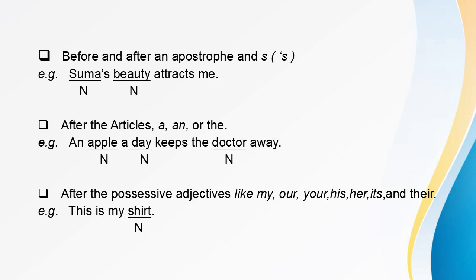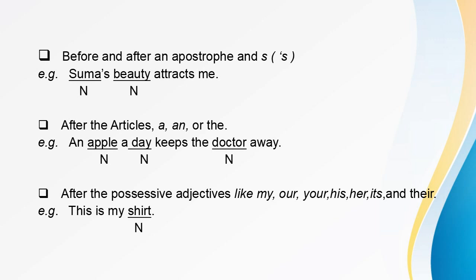In this example sentence, you can see the articles over there: an, a, the. After these articles, one word is written. After an, apple is written. After a, day is written. After the, doctor is written. So, my dear students, now you can easily identify that apple, day, and doctor, these three words are nouns.